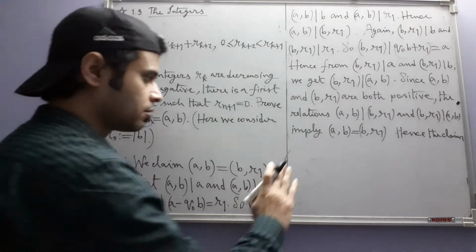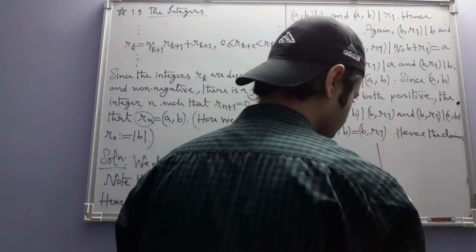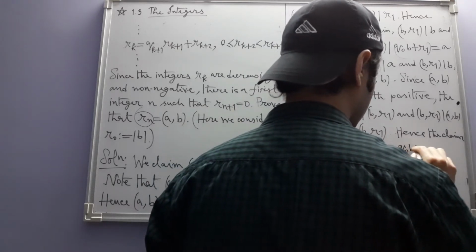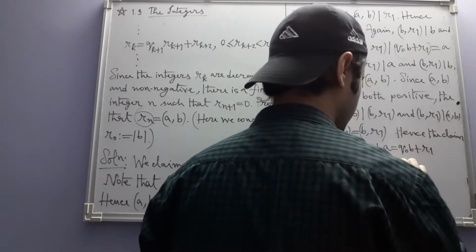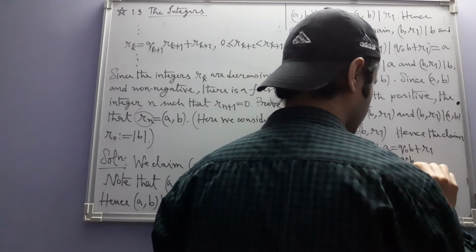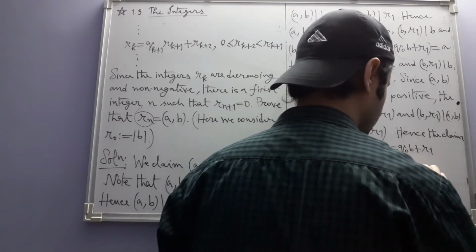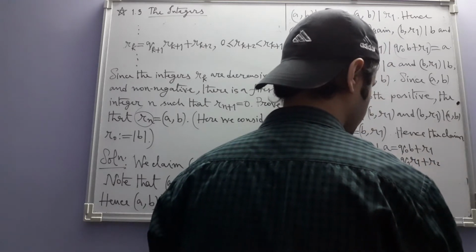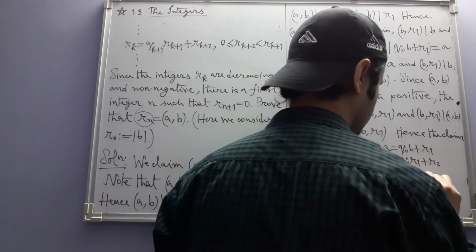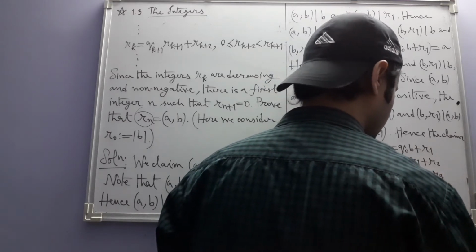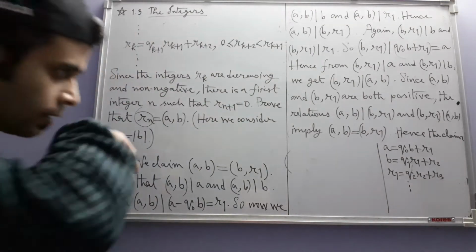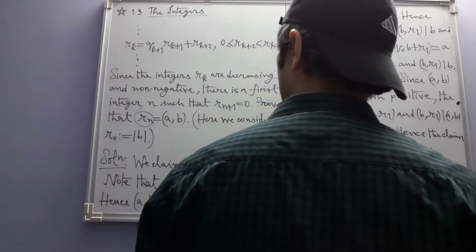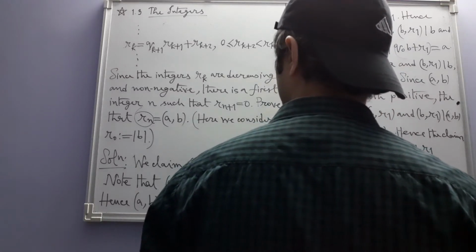Already have. What are the equations? Let me just quickly write here. A is equal to Q0 B plus R1. B is equal to Q1 R1 plus R2. R1 is equal to Q2 R2 plus R3. Like this it goes on and on, till we hit Rn, which has to be equal to 0.